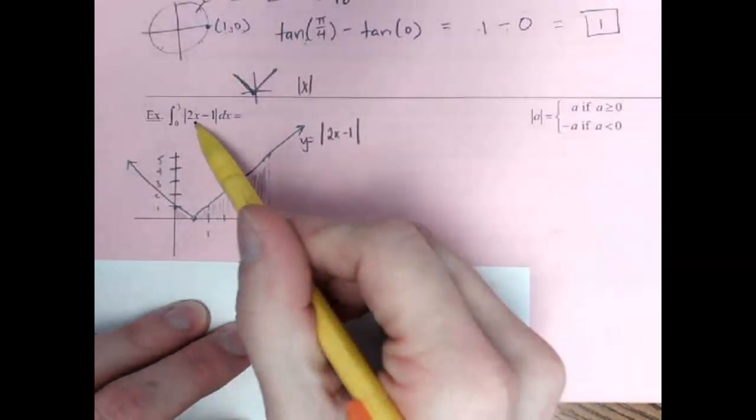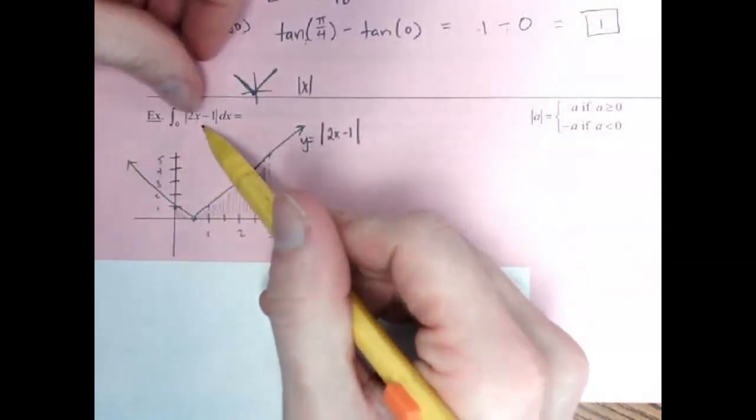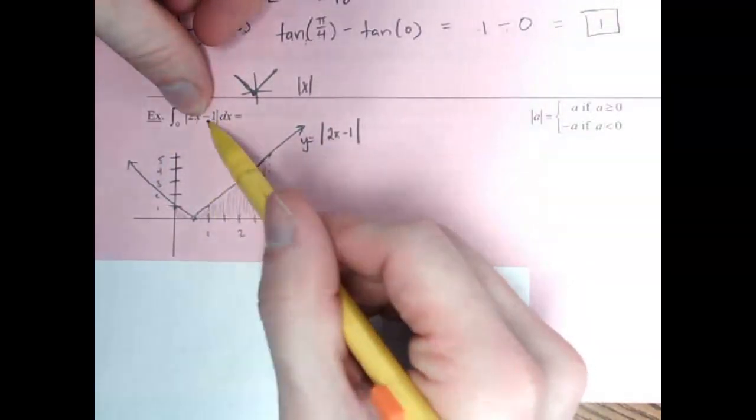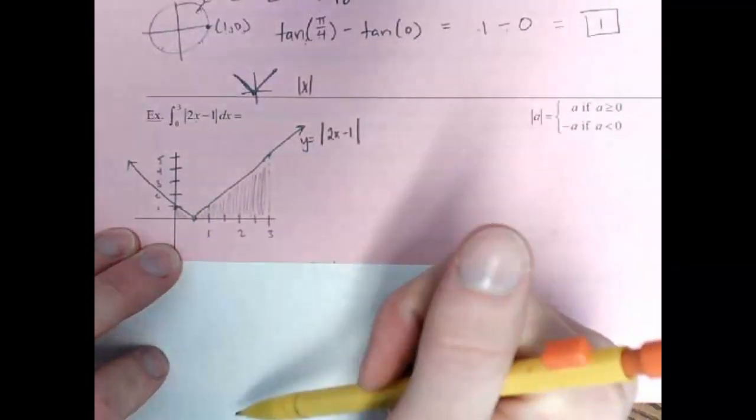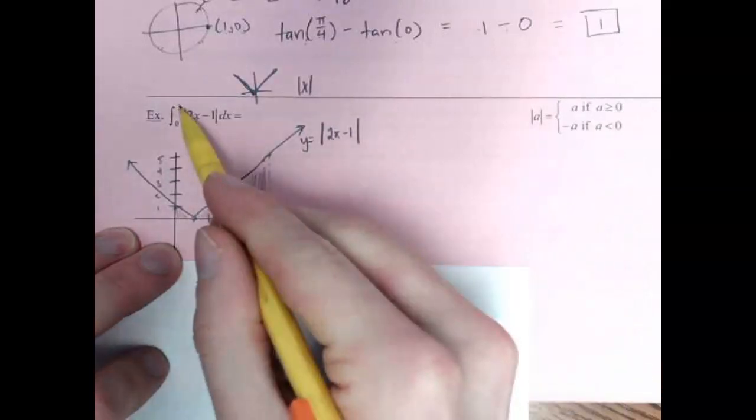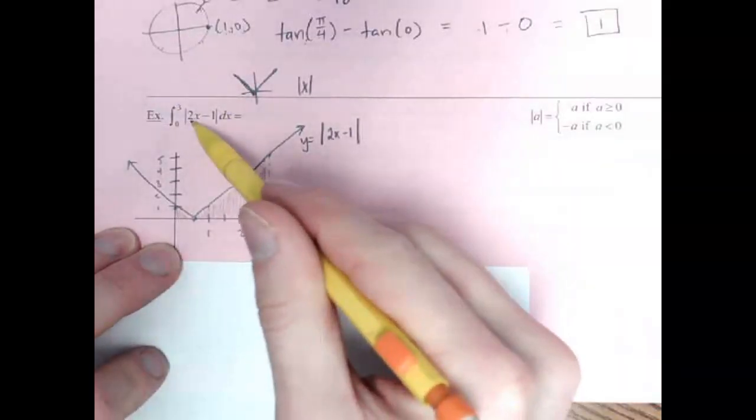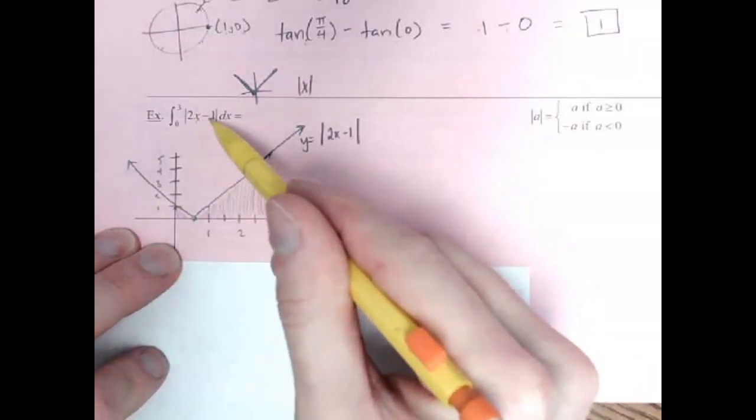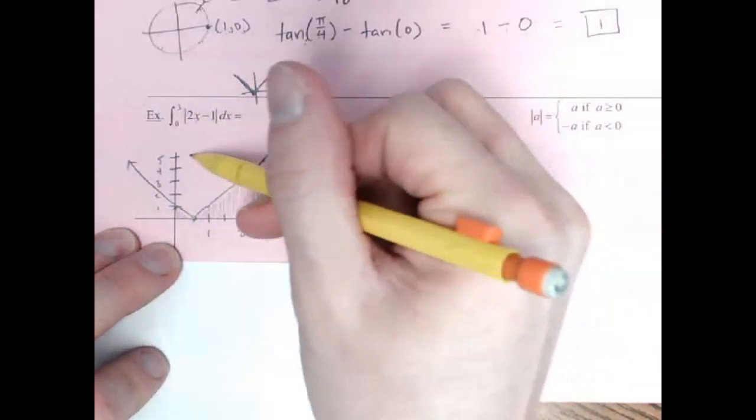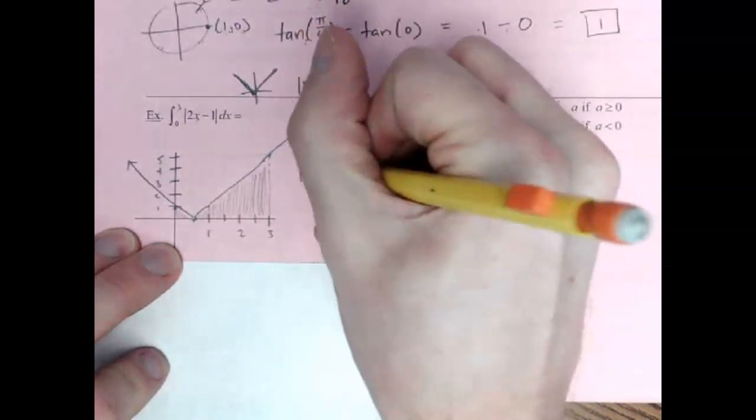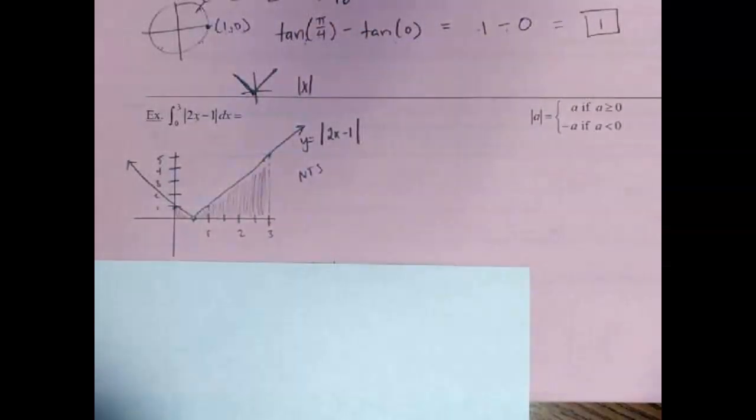If I plug in 0, you get -1 inside. The absolute value of -1 is 1. Same thing if you were to plug in 1, or if you were to plug in 3, which is the right side of this interval. 2 times 3 would be 6. 6 minus 1 is 5. So on the right side, x equals 3 is going to give me y equals 5. And that diagram may not be to scale, but it's okay.